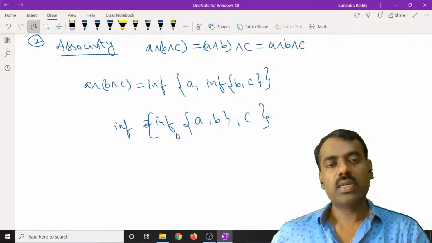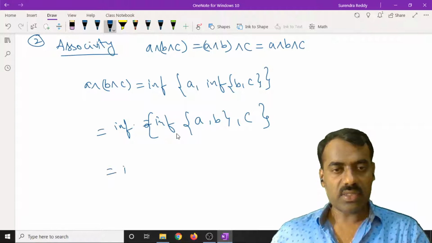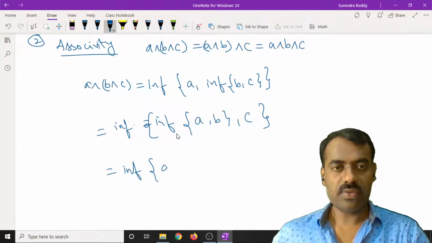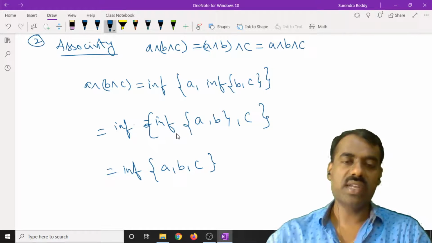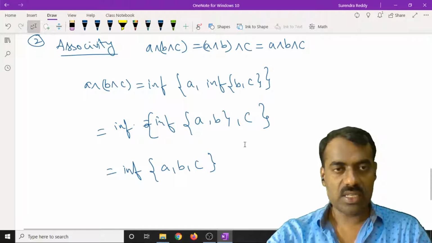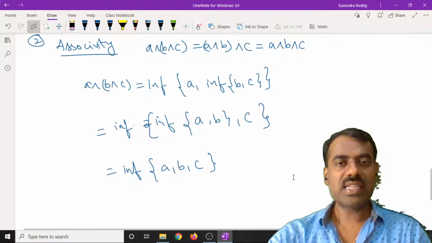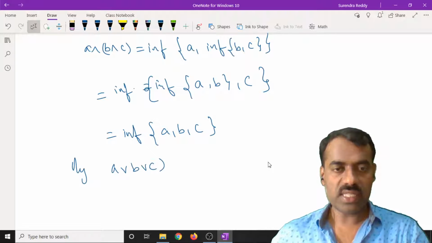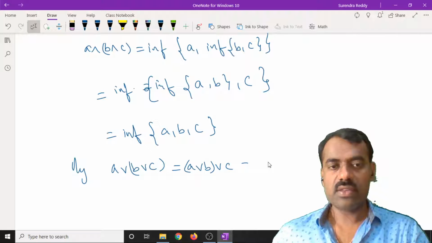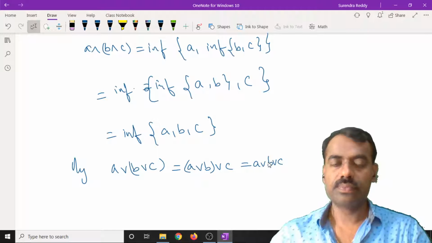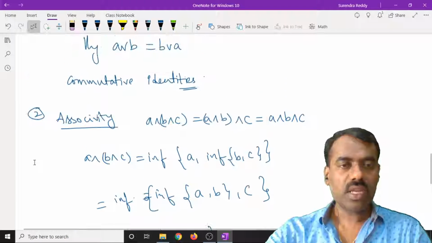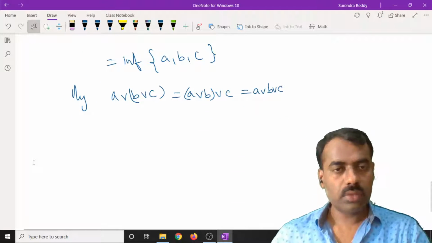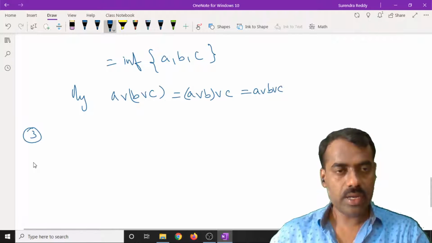Or it is also the same as the infimum of, if you simply take A B C, you get the same thing. That H, if you recall, H is our three element set, and we have proved this, right? So similarly, it is also true for join. So (A join B) join C is the same as A join (B join C), which is A join B join C. Okay, fine.